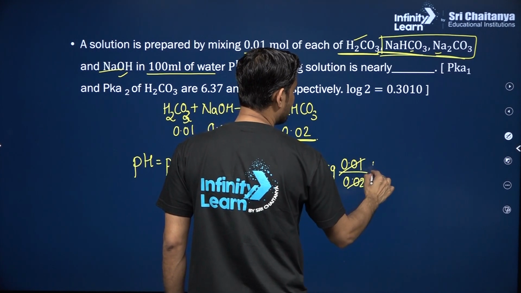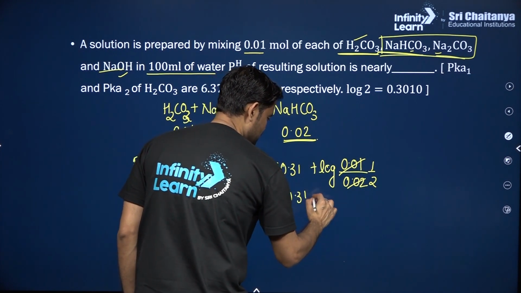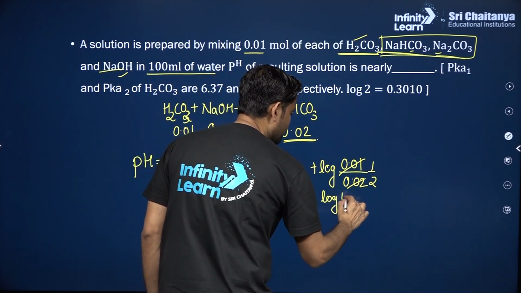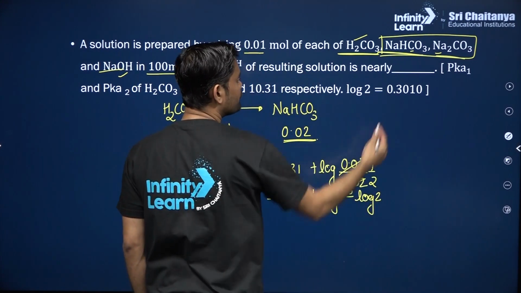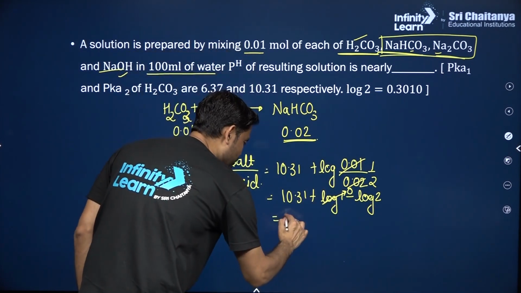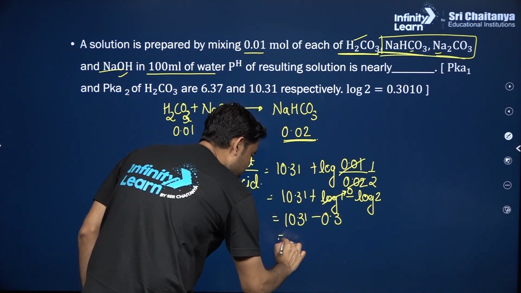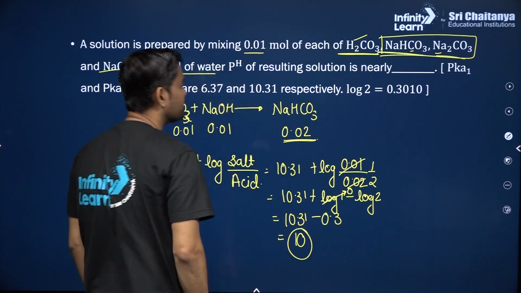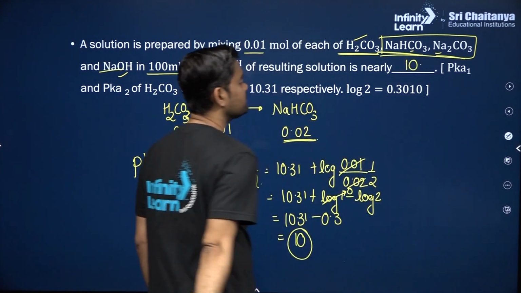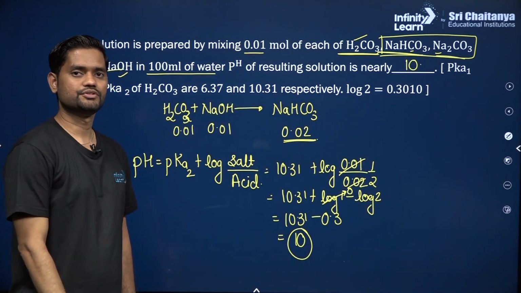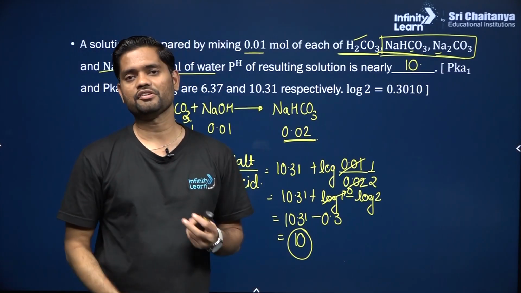Okay, that is equal to what? 1 by 2. That is equal to how much? 10.31 plus log of 1 minus log of 2. Log of 1 tends to 0. Log of 2 is 0.3. So if I substitute over here, 10.31 minus 0.3, you will get approximately the answer as 10. Okay, so the pH of the solution is nearly equal to 10. Clear?